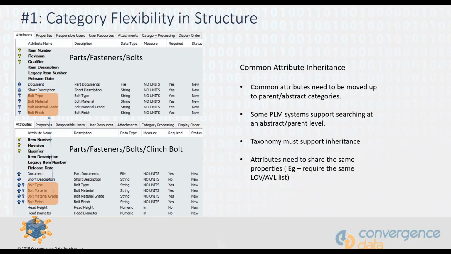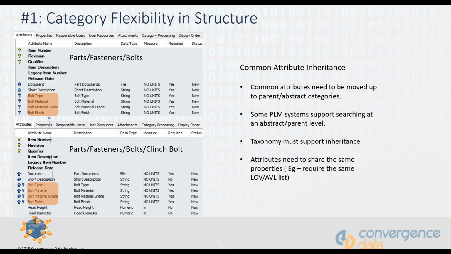When a user is assigning attributes to a category, it's important to pay attention to what we refer to as common attributes. This example on the bottom left shows a leaf node, clench bolt, that has attributes common with other leaf nodes under bolts, such as bolt type, bolt material grade, and bolt finish. Since these are shared across all of the bolt storage classes, moving or assigning these common attributes to the parent or abstract class is the right thing to do, as shown in the top left image.